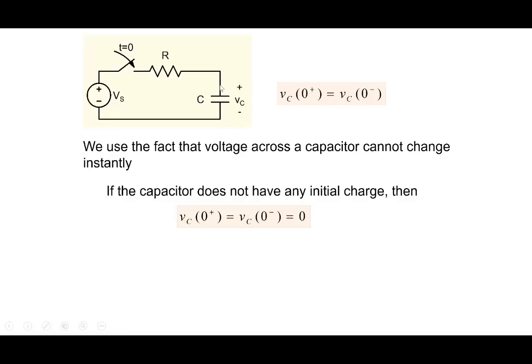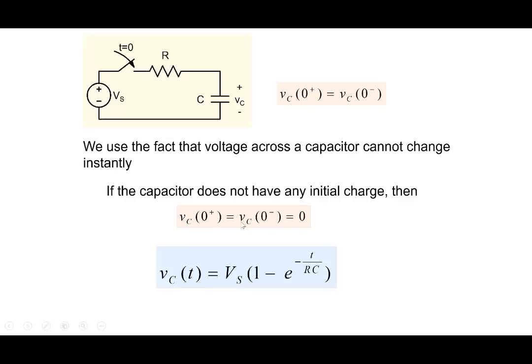Now it's possible that there was some charge on this particular capacitor, and then the voltage across this particular capacitor would have been equal to whatever the charge is, Q by C, and then that would have been VC0 minus, and that would have been the same as VC0 plus. In this case, we are told that there is no charge on the capacitor, and therefore VC0 minus is 0 and VC0 plus is equal to VC0 minus and also 0 then.